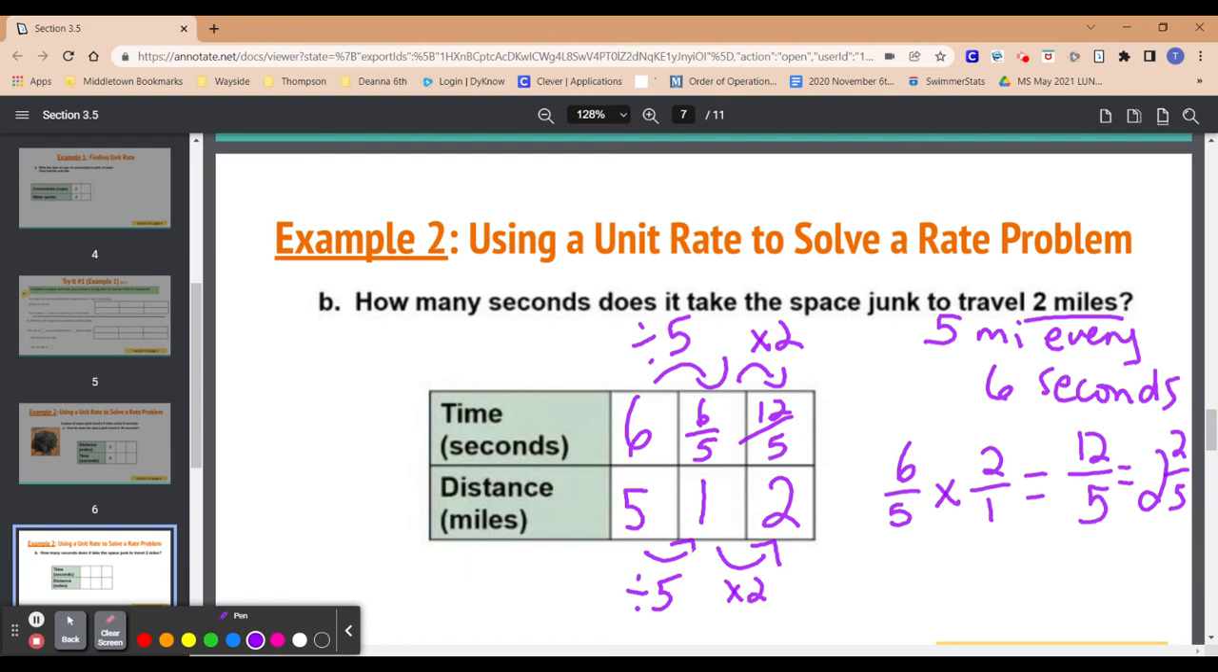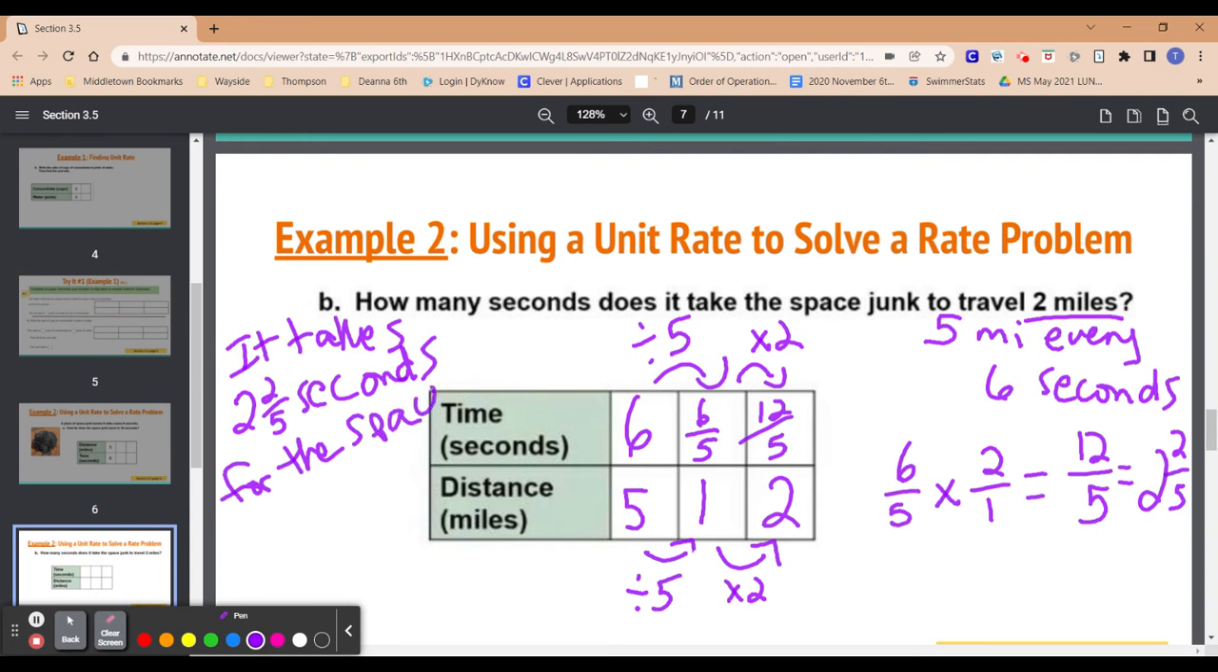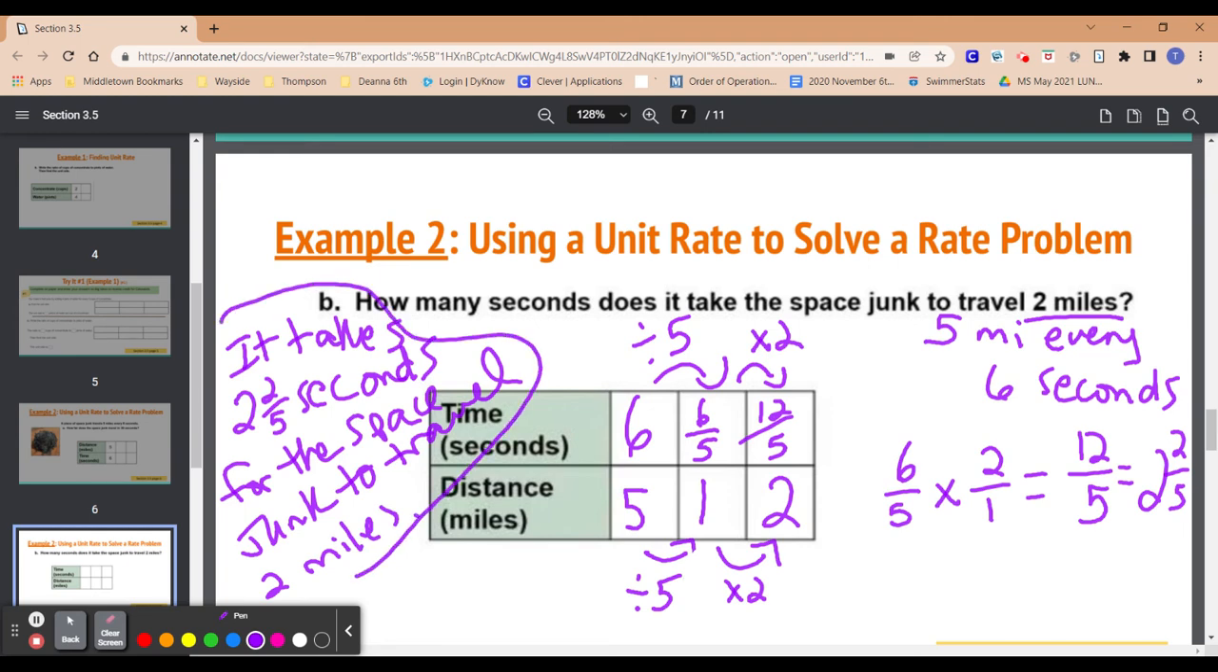So this one's going to say it takes 2 and 2/5 seconds for the space junk to travel 2 miles. And that's your answer.